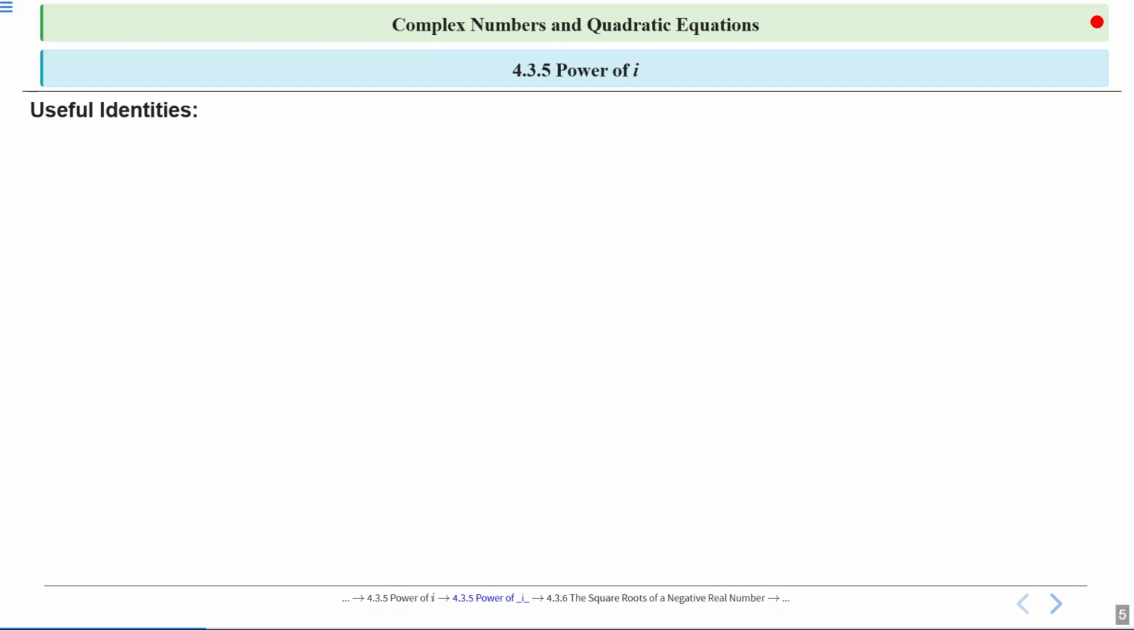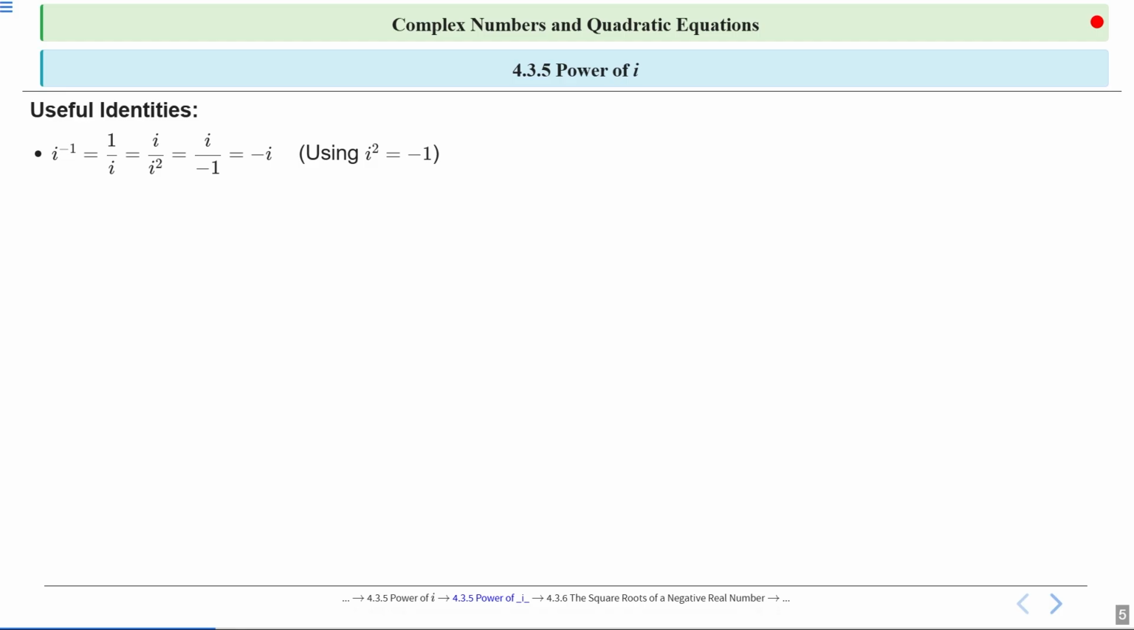Now let's look at some useful identities involving complex numbers, specifically powers of the imaginary unit iota. These identities will help us simplify expressions and solve equations involving complex numbers. So now we will go through each one step by step to see how they are derived and what they mean.